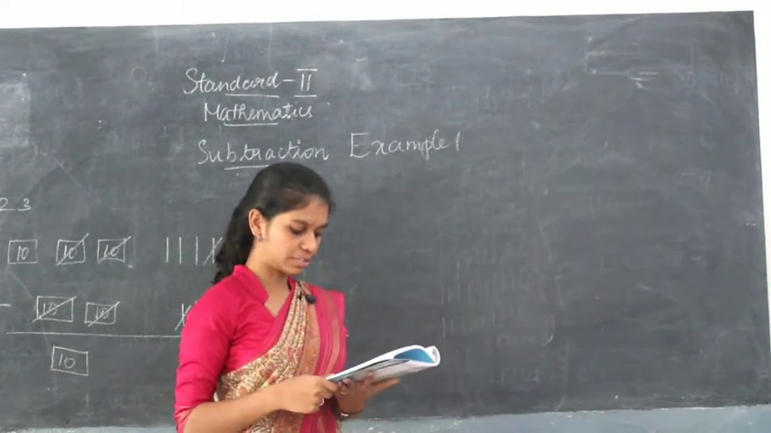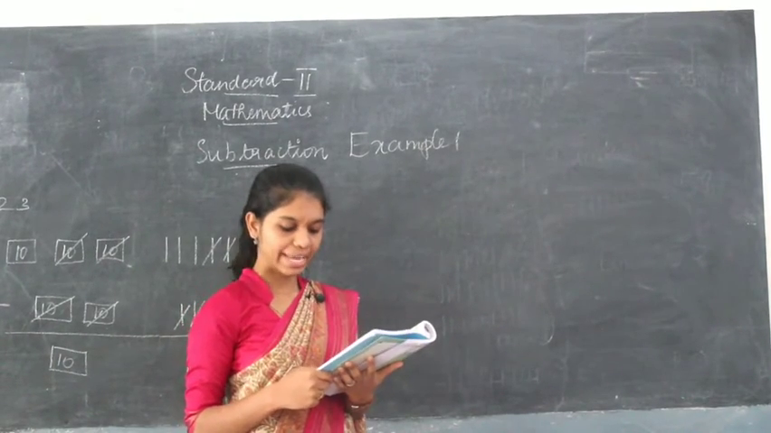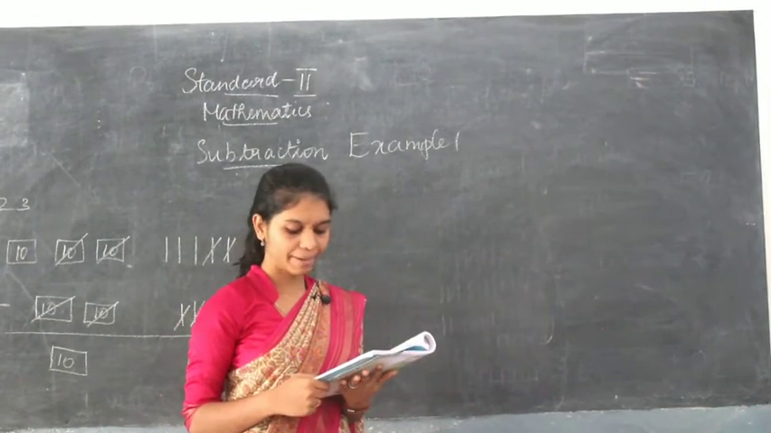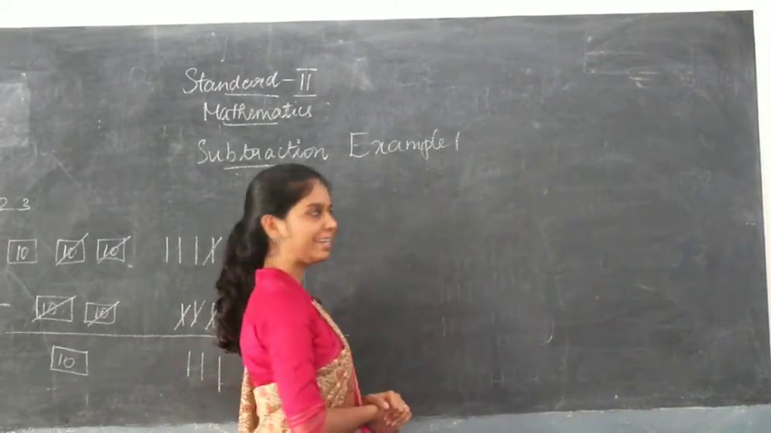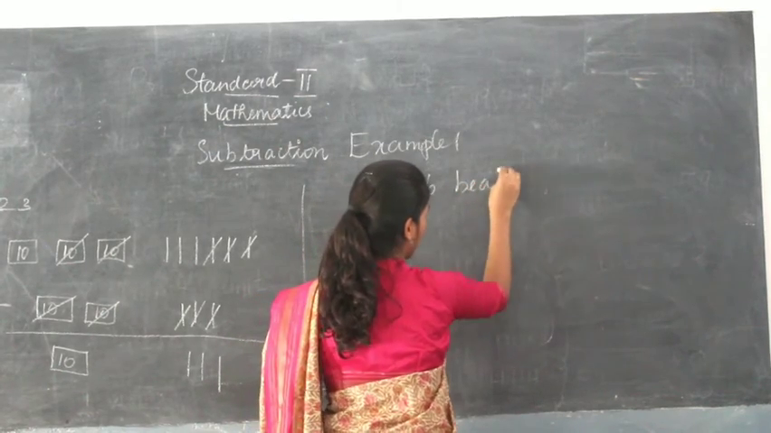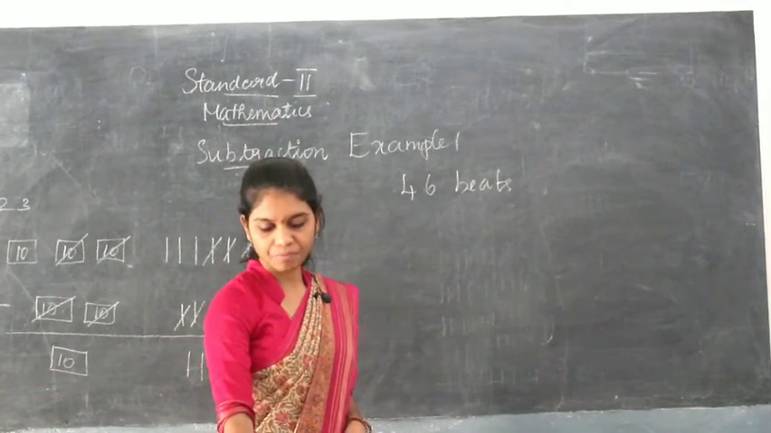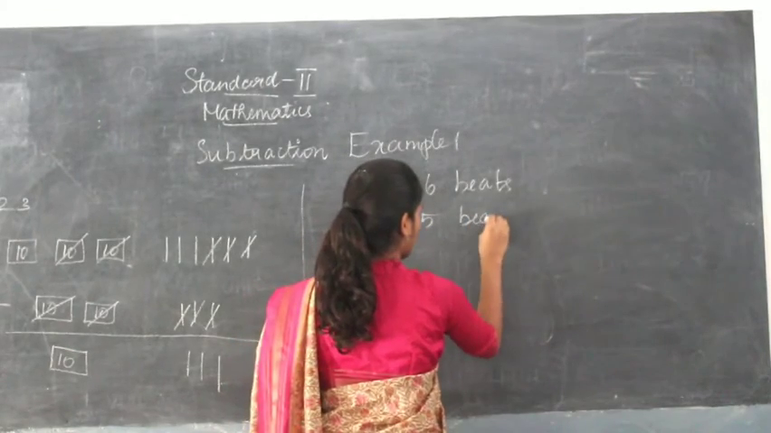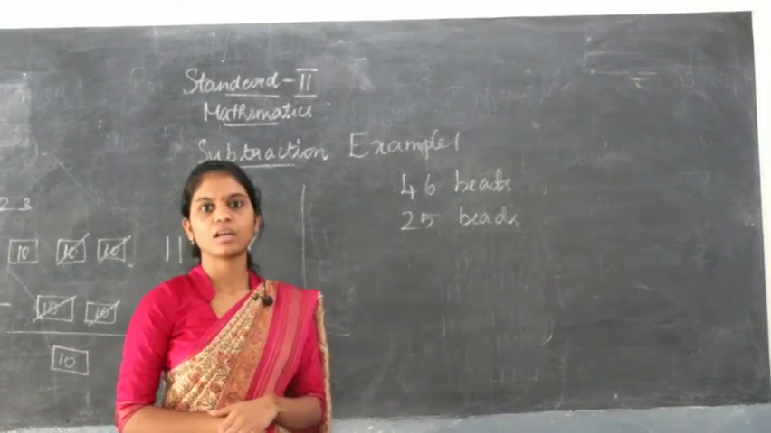Okay. So now we are going to see: Kamala had 46 beds. She gave 25 beds to Savita. How many beds are remaining with her? So they are telling she had how many beds? 46 beds she had. And then how many she gave? She gave 25 beds. Now they are asking how much is remaining.